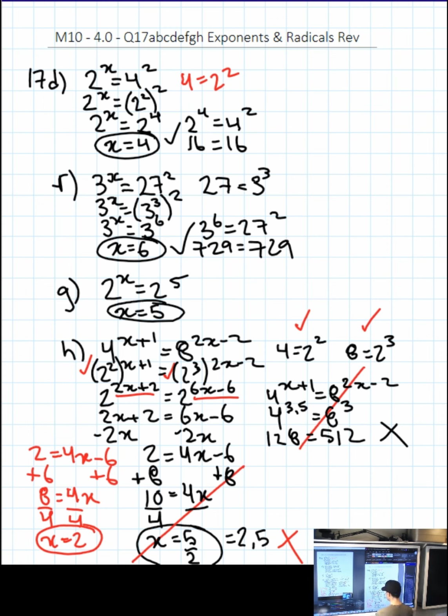If x is equal to 2, that means the left-hand side will be 4 cubed, since x plus 1, 2 plus 1, is 3. On the right-hand side, we have 8 to the 2 times 2 is 4, minus 2 is 2. And 4 cubed is 64. And 8 squared is also 64. Therefore, our answer, x equals 2, is correct.